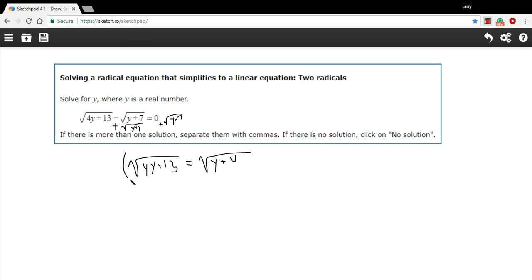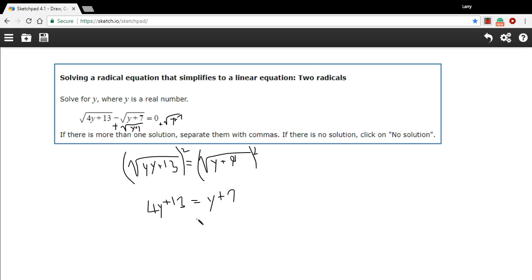Now we can square both sides. Now remember, because we're squaring, we might get an extraneous solution, so a solution that doesn't make sense in the original equation. So we'll have to check whatever we get. But for right now, all this is going to do is get rid of these square root symbols. So we're going to get 4y plus 13 equals y. I wrote a 4 there. It should have been a 7. Y plus 7.